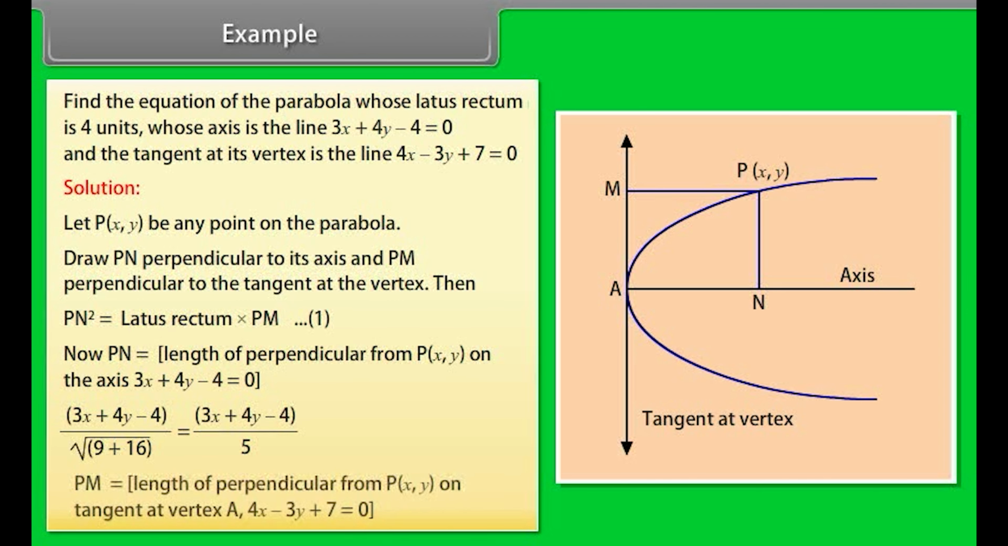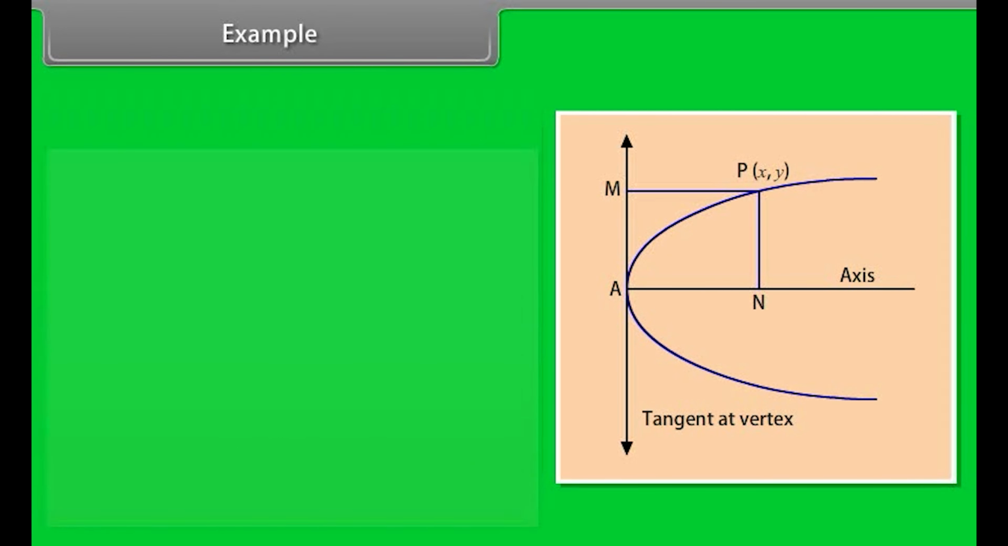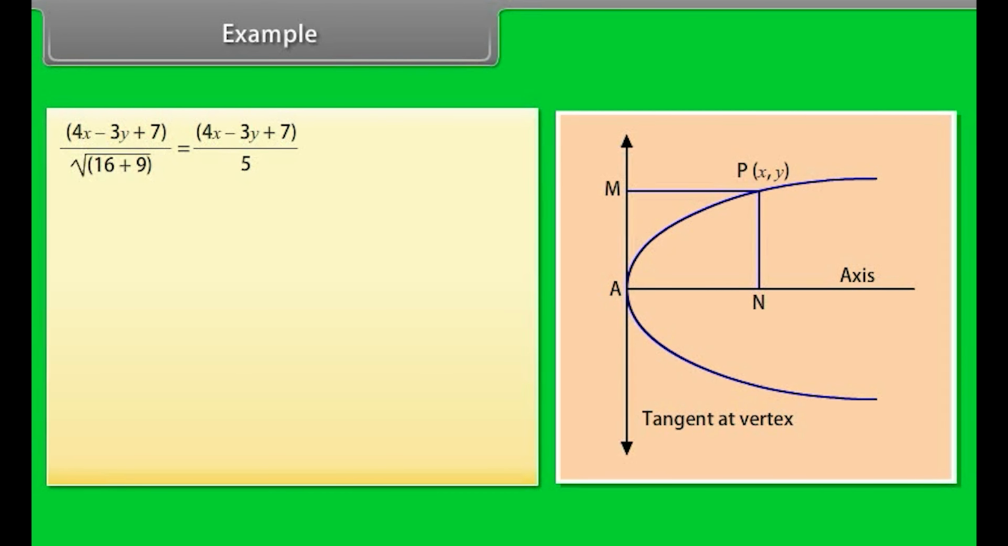which is equal to (3x + 4y - 4) upon 5. PM is equal to the length of the perpendicular from P(x, y) on the tangent at vertex A, 4x - 3y + 7 = 0, which is (4x - 3y + 7) upon the square root of 16 + 9, equal to (4x - 3y + 7) upon 5. Latus rectum is equal to 4.